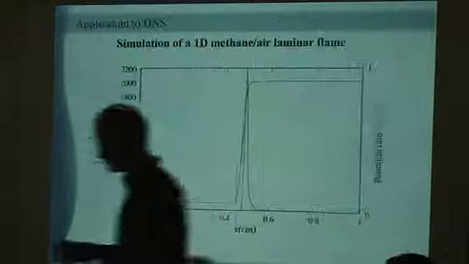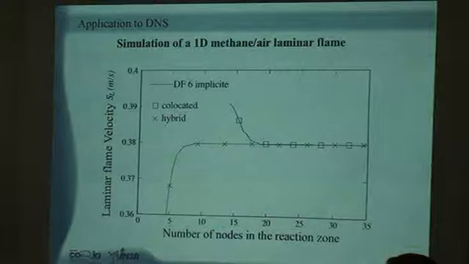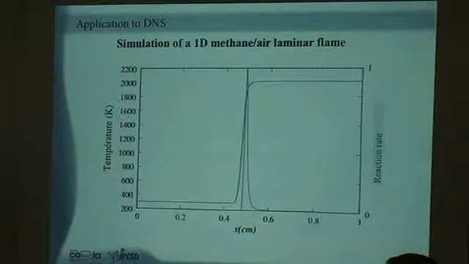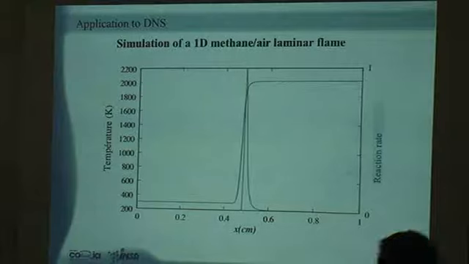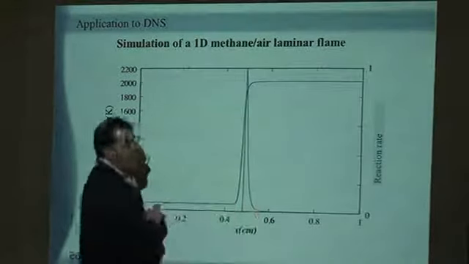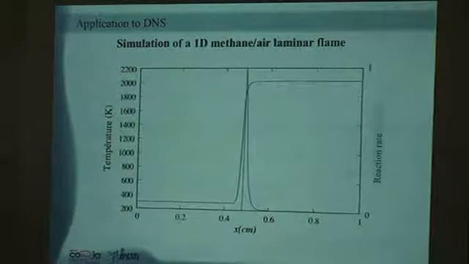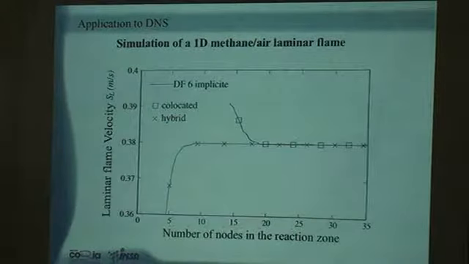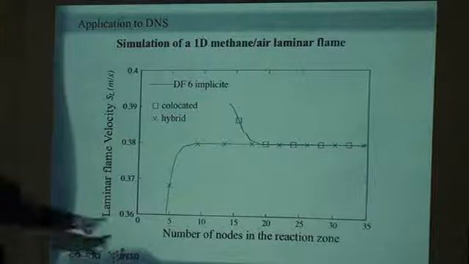Okay. Maybe I can go directly to these results. We wanted to simulate a 1D laminar flame and to see how many points we need to capture the reaction zone. That will give you the delta x needed for your simulation. Usually it's given by the flame thickness. You want to capture the flame thickness. The turbulence will, in general, be at bigger scale. So how many nodes do we need?